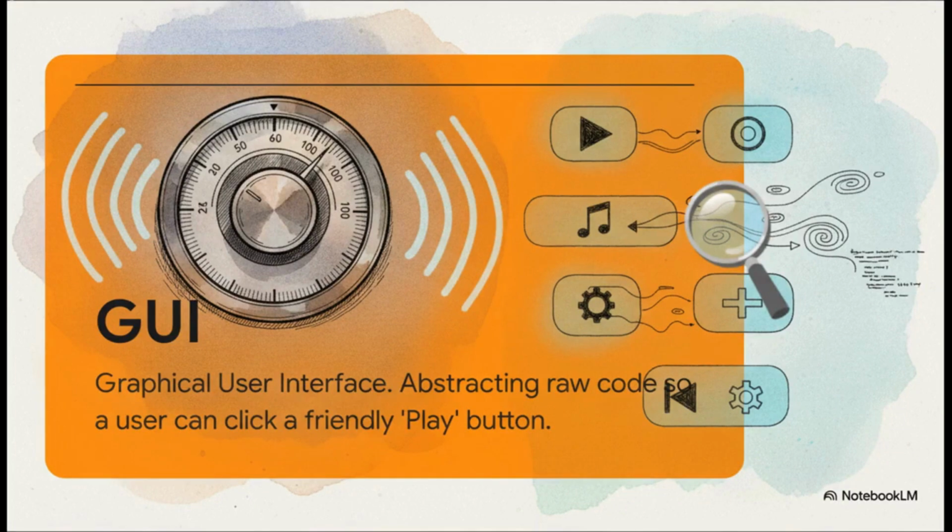Moving right along to part two, the magic of interfaces. Think about an old-school radio dial for a second. It abstracts away all the crazy complex wiring inside the box, right? You just turn the knob and the station changes. Well, a GUI, a graphical user interface, does the exact same thing for software. It hides the raw code so you can just click a friendly little play button. You definitely don't need to write code to hear a song. You just use the interface.